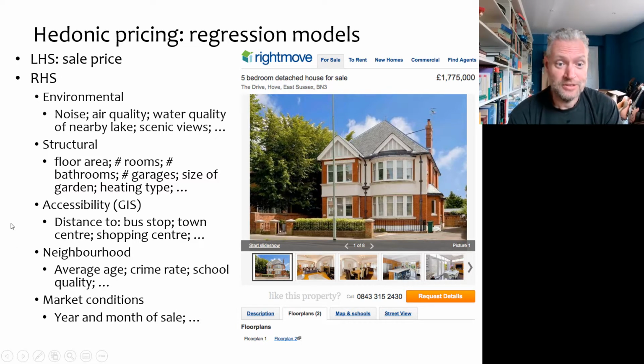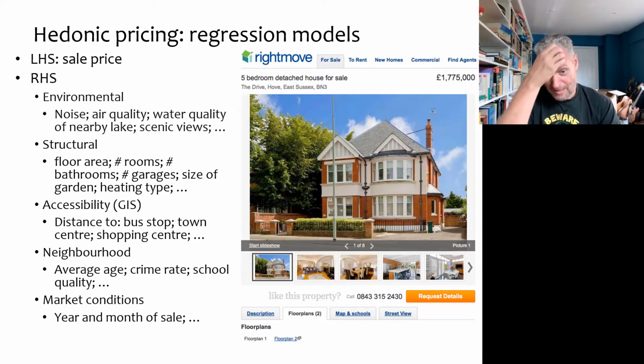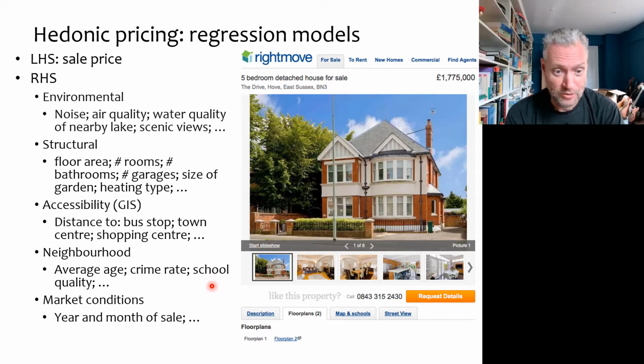Characteristics of the neighborhood, crime rates. Is it a young neighborhood or an old neighborhood? Are there schools nearby, good or bad? Of course, the condition of the house. Is it near a bus stop? Is it near a shopping center? And so on and so forth.